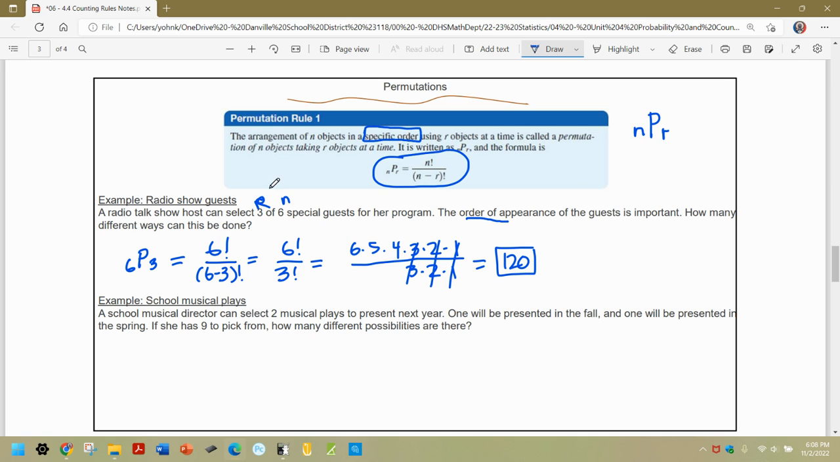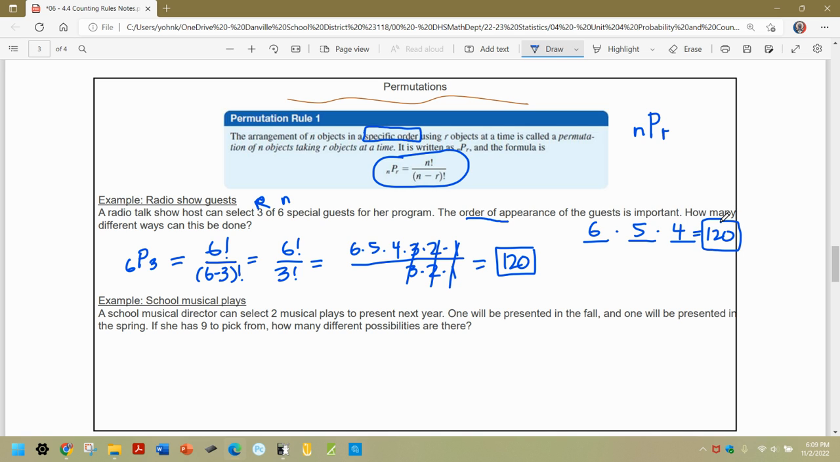Well, guess what, kids? I could have also said, hey, I got 3 slots on my program. There are 6 people I can choose for the first spot, and there are 5 people I can choose for the second, and there are 4 people I can choose for the third. Multiply those together. Guess what you get? 120. So there's lots of different ways you can do this, but each time you get 120.